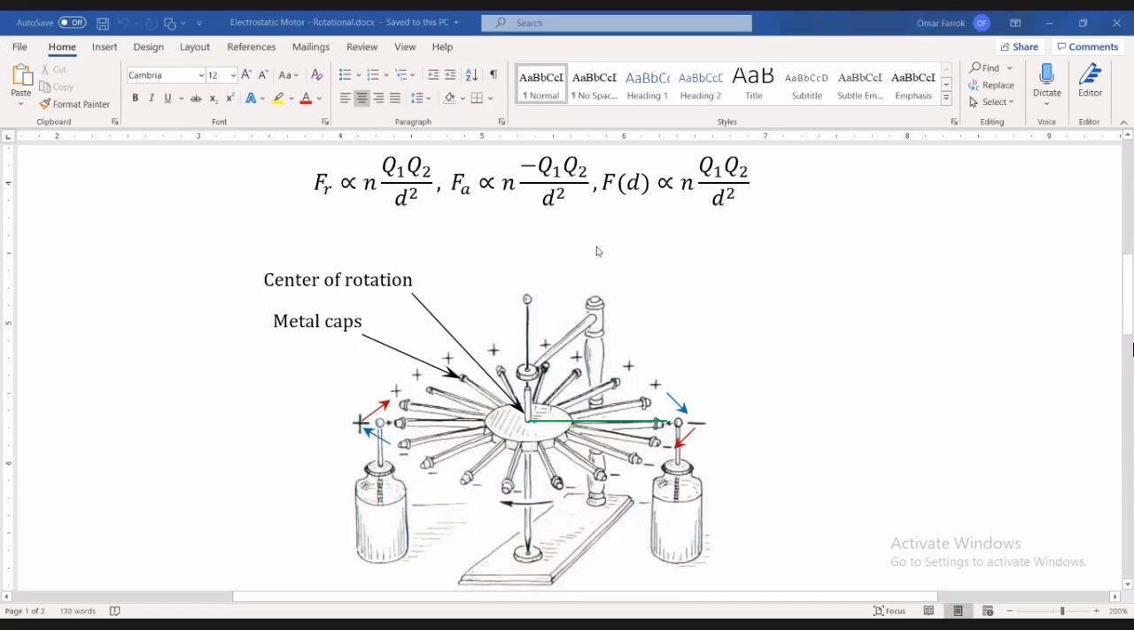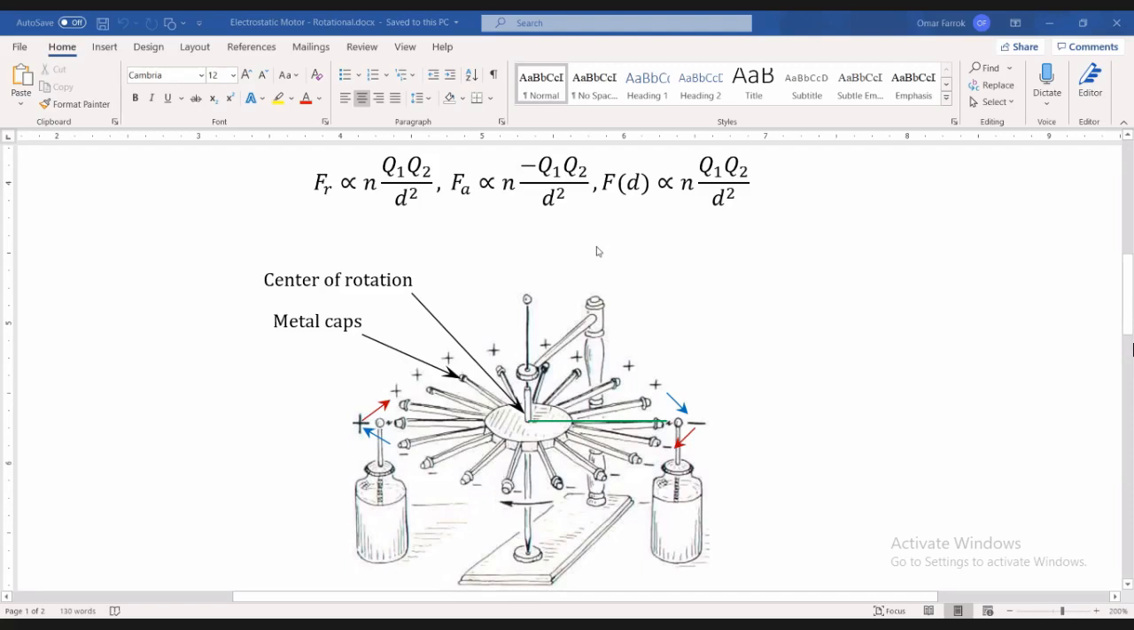So let's get started. Before starting, we'd like to look at the construction. The elements of the linear electrostatic motor and the rotational electrostatic motor are almost the same. There is no vital difference between the elements. This type of motor doesn't have any brushes, commutators or slip rings. It doesn't have any ferromagnetic material, permanent magnets or electromagnets.